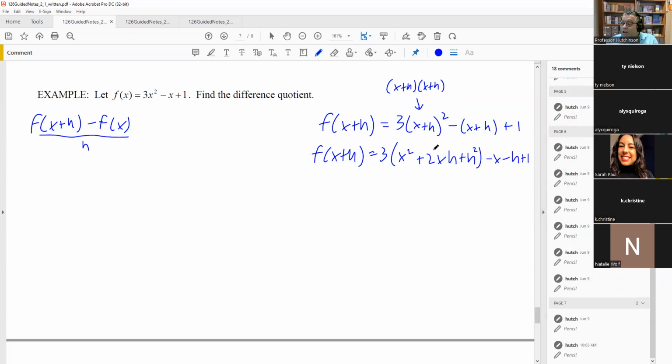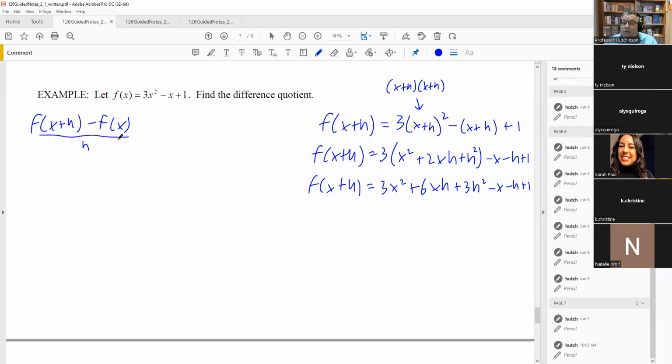Now that I have expanded this, I am now allowed to multiply all this by 3. So f of x plus h is going to be 3x squared plus 6xh plus 3h squared minus x minus h plus 1. That now is my entire expression for f of x plus h.